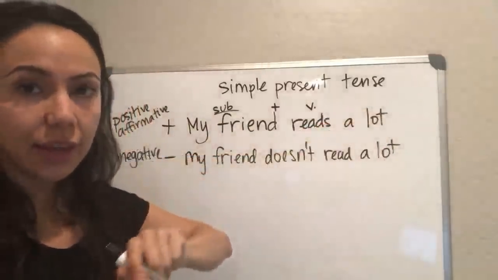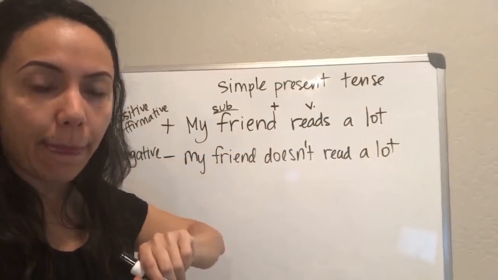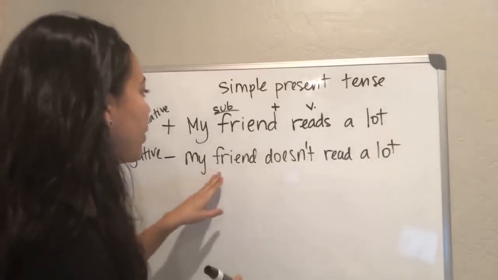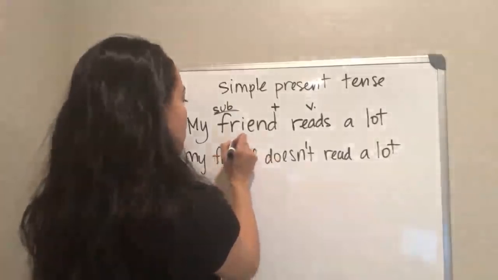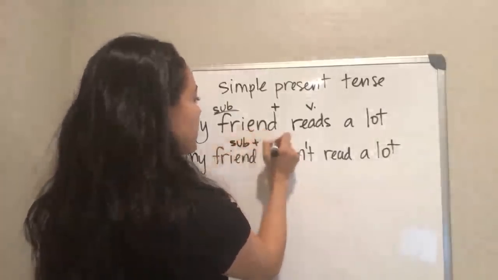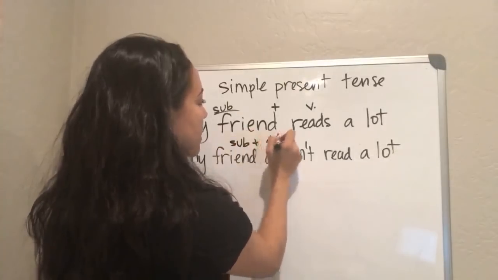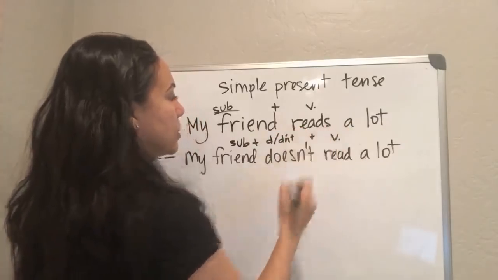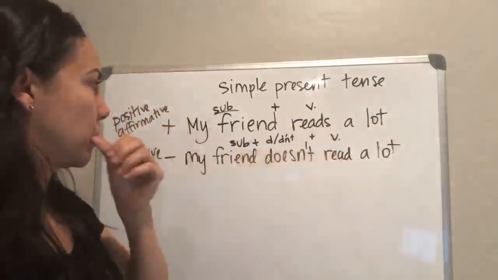Okay, so with the negative, hold on, I just want to make sure I'm not missing your questions. Okay, with the negative, we have subject plus does or doesn't plus verb. Subject, does or doesn't, verb.